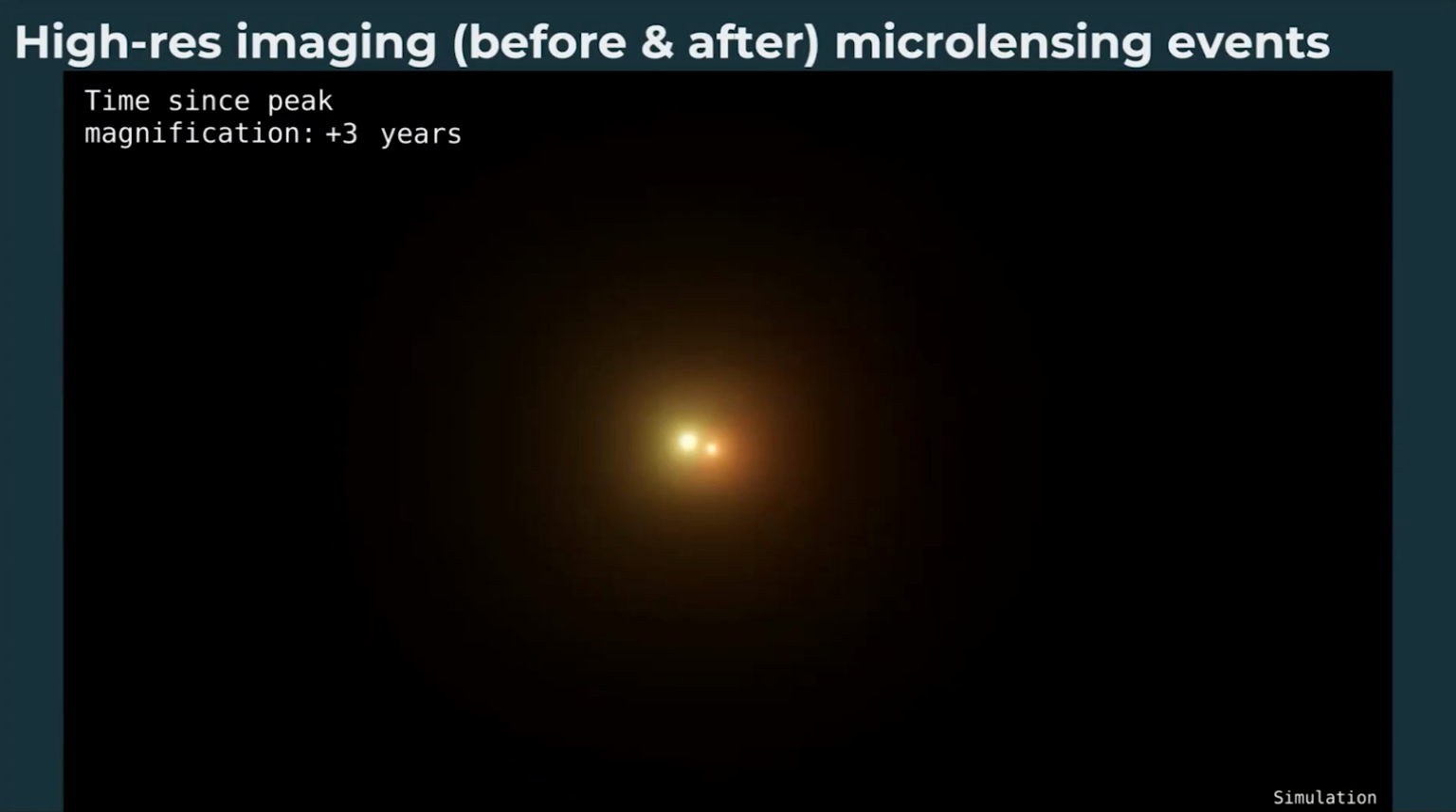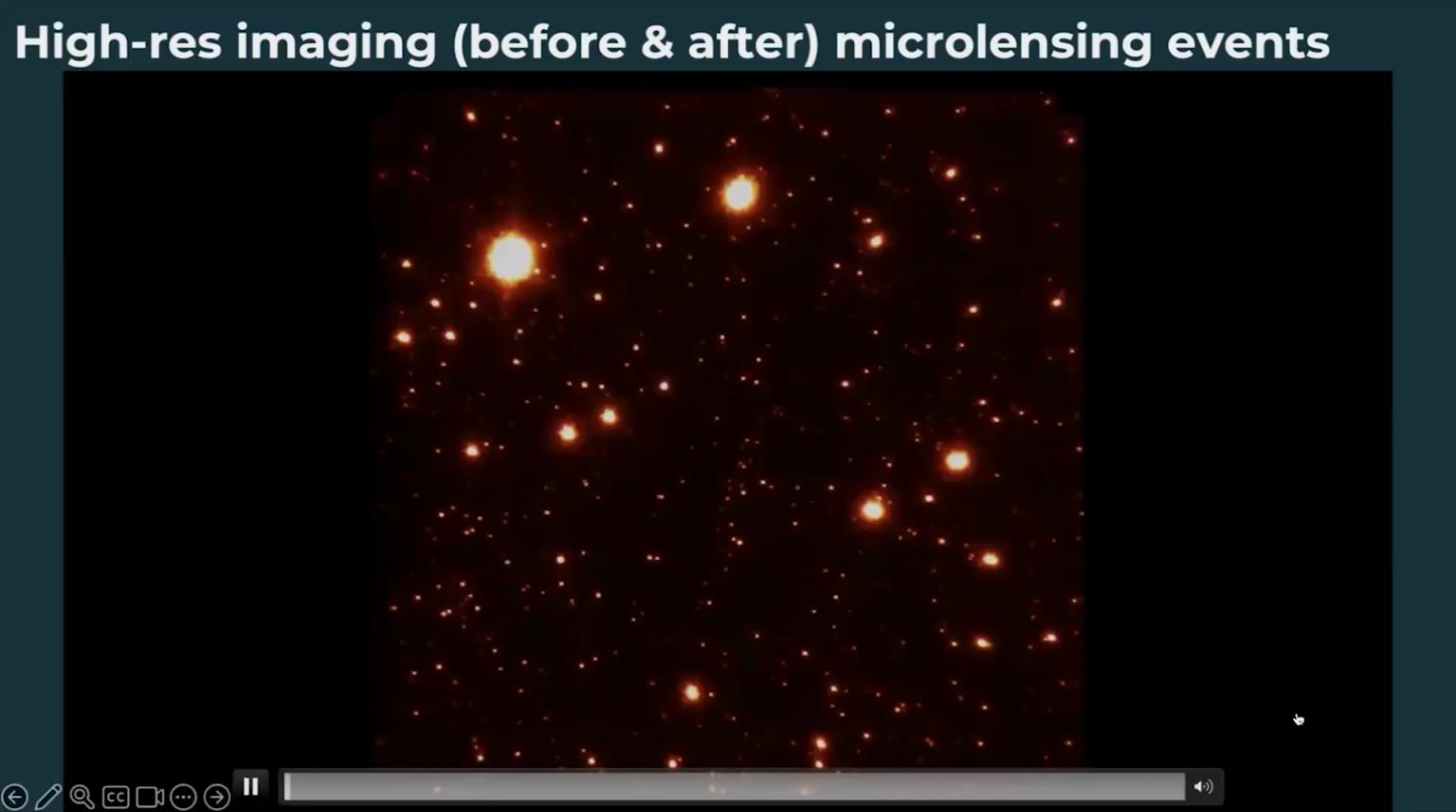Another motivation for this type of work is if you can directly measure flux coming from the lens, if it's hosting a planet, for example, you can get much tighter constraints on the physical parameters of the lens system, like the mass of the host star, the mass of the planet, the distance to the lens system, and much more.